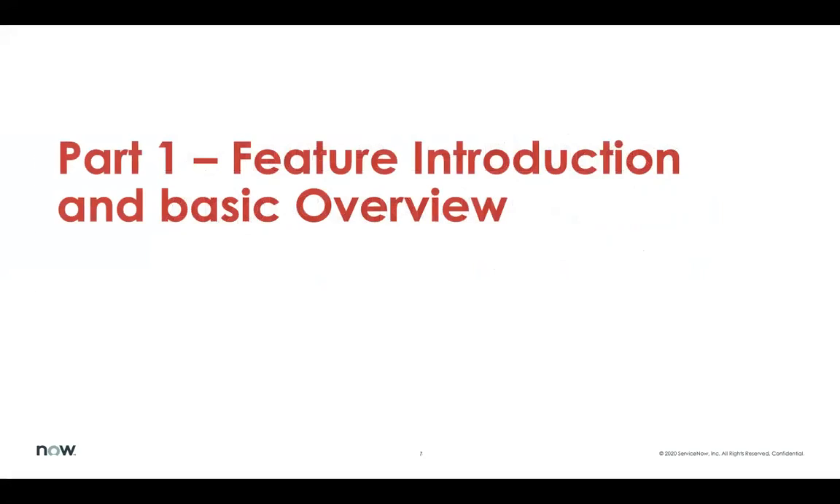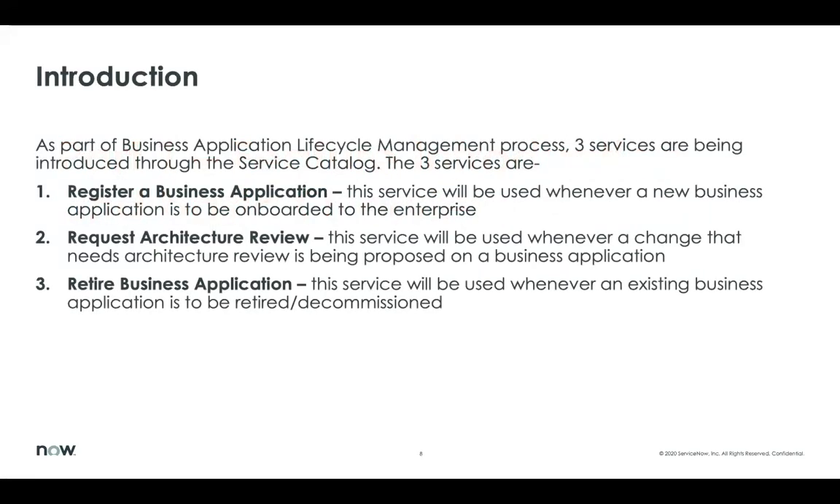To talk about the business application lifecycle management services, we are introducing three basic services through service catalog: register a business application, request architecture review, and retire a business application. Register a business application brings a governance process around onboarding a new business application. The app owner can no longer create a record directly in the business application table, but has to raise a request, and that request goes through an approval process. Internally we trigger a workflow, and that workflow can be configured.